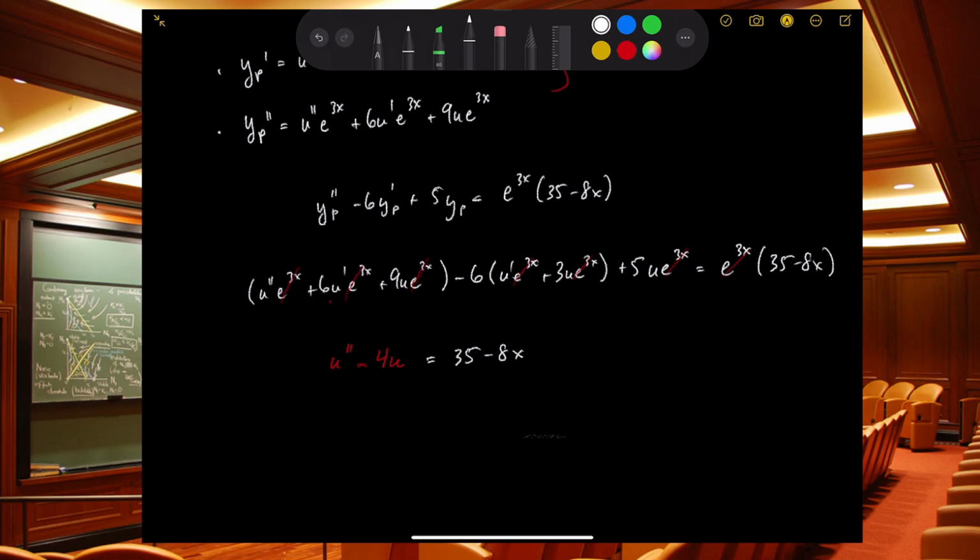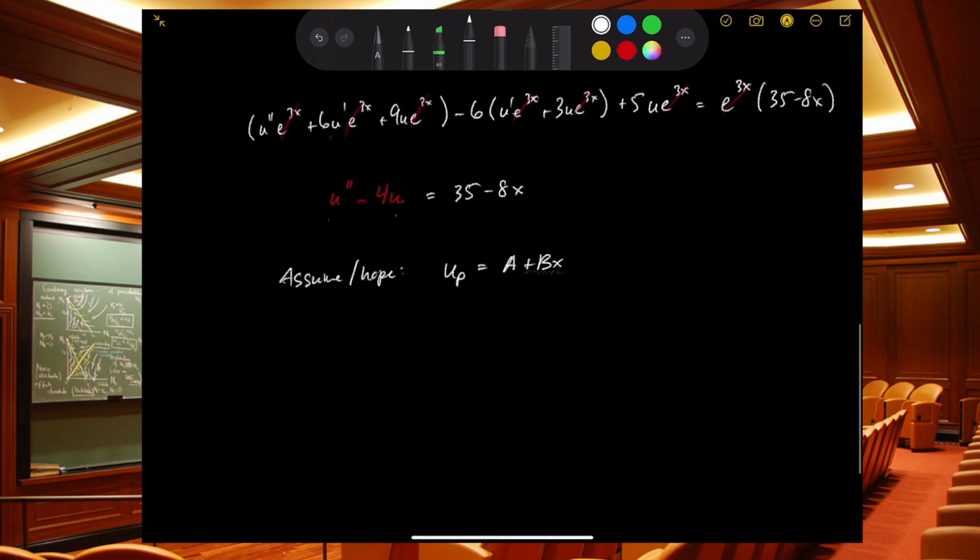Okay, so again, what we're hoping is that u is some function that was operated on by the second and first derivative, summed up, and it ended up as a linear equation. So if we assume and or hope that a particular solution for u would be some a plus bx, then what must have happened? Well, u prime must be b, which means u double prime would be 0. So that would leave us with, on the left-hand side here, 0 minus 4 times u must be equal to 35 minus 8x.